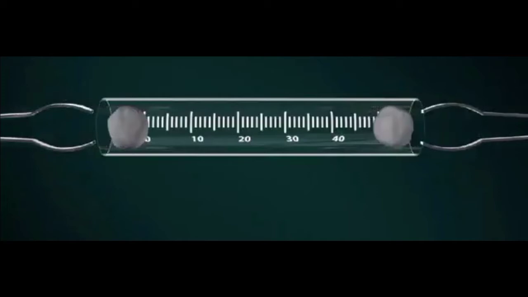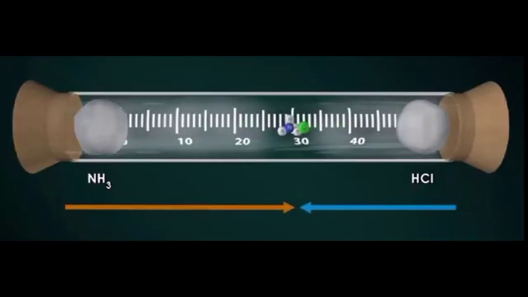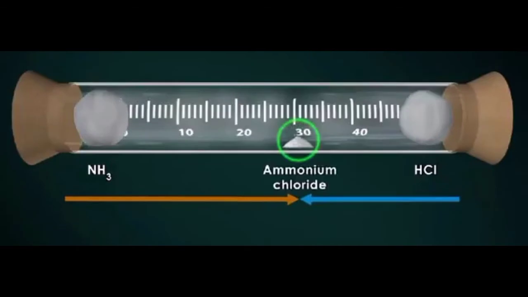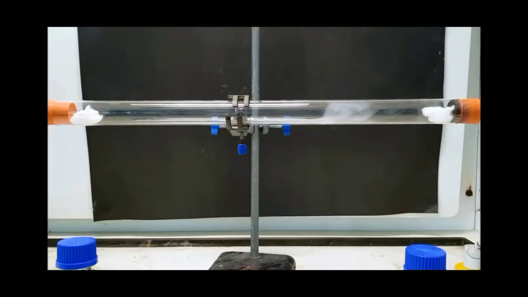Insert them separately at the two ends of the tube with the help of tongs. At the same time, close the ends of the glass tube with the rubber corks. So you can see that the hydrochloric acid gives off hydrogen chloride gas and the ammonia solution gives off ammonia gas. And you can see how the white color formation is taking place. You can see the white ring. That is nothing but ammonium chloride.